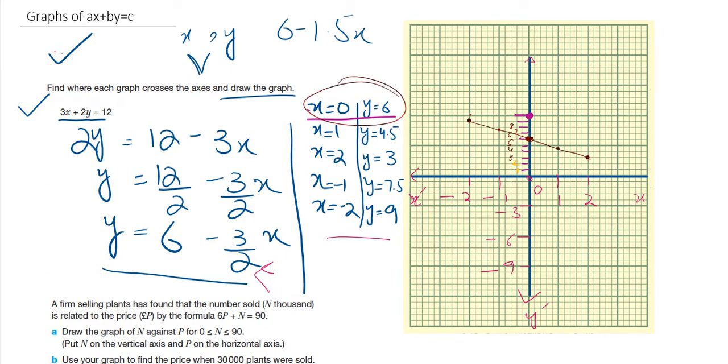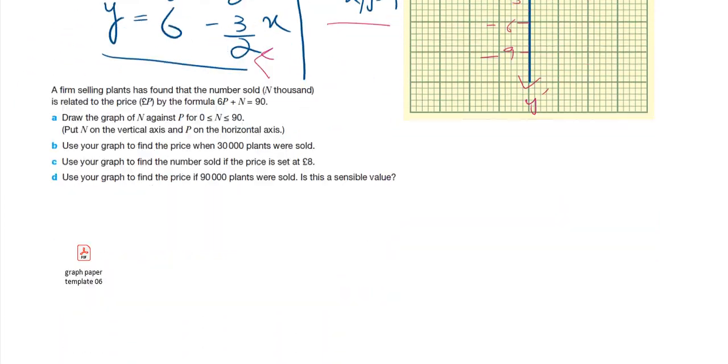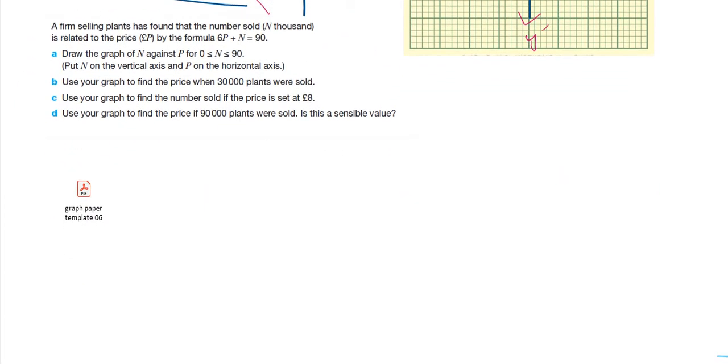Okay, let's move on. Another example that also relates to the ax plus by is equal to c equation. That's a linear equation as well. And now we have to graph the next example. A firm selling plants has found that the number sold, in thousands, is related to the price in pounds by the form 6p plus n is equal to 90. They have mentioned the equation as well.